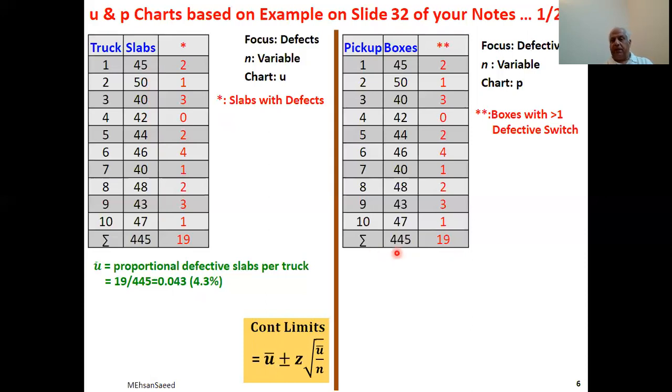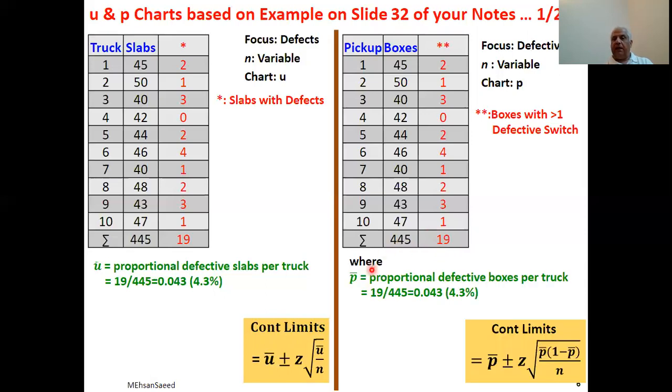And the situation is the same on this side. Here, we are going to consider the proportional number of defective boxes per pickup, in which case we'll divide 19 by 445, and the figure we will get is referred to as the P bar, and the chart which is named, the control chart, which will be used in this case, is named after this measurement. It is called a P chart. And this is the formula for P chart. And over here again, we find N figuring in the denominator under the root. So which N to take? 45, 50, 40, or what? So that is the next issue to deal with.